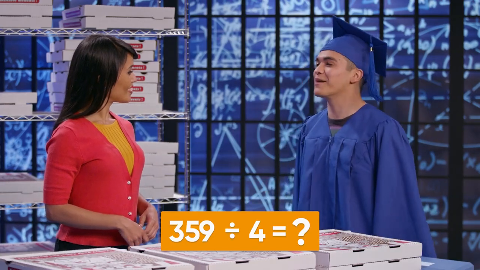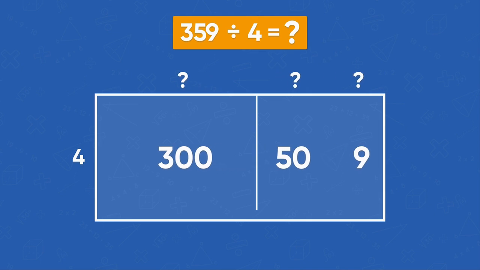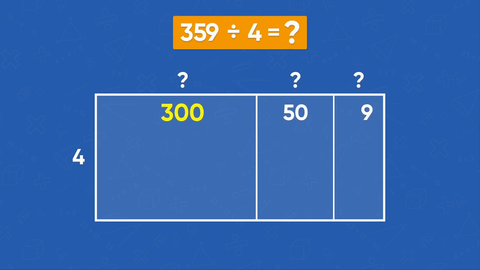Let's set up an area model. We will make a box showing 359 as the area. One side will have a length of 4, and the other side is unknown. Next, we will split up 359 into 3 sections by place value. Let's split it into 300, 50, and 9.